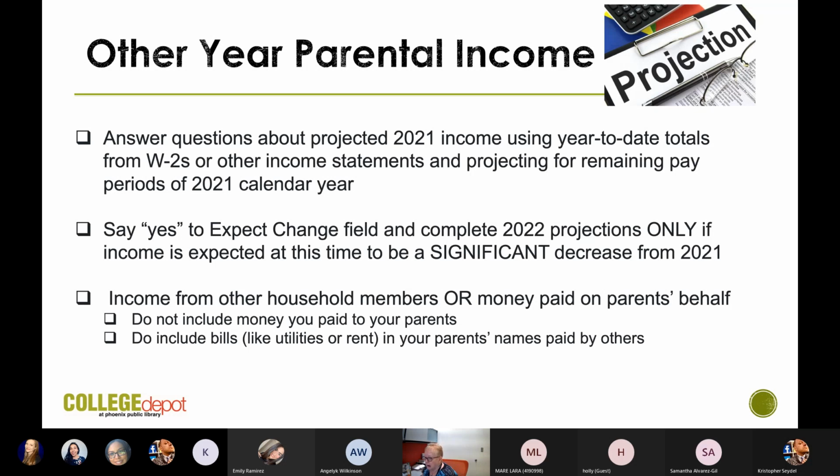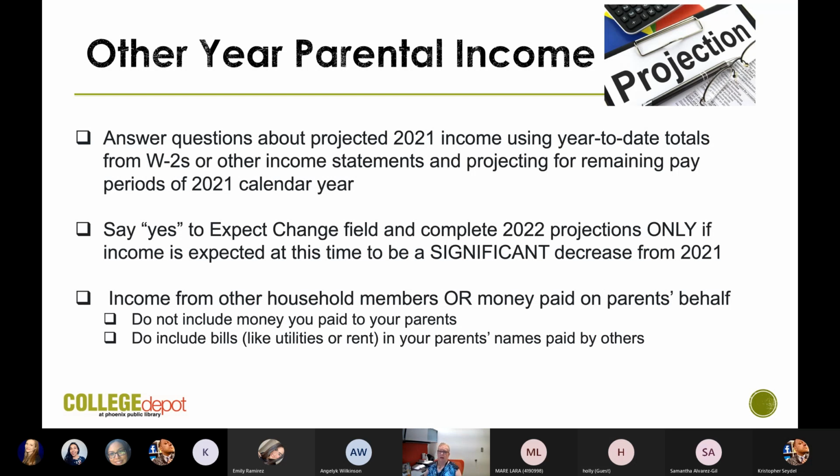There is also, in this part, the question, do your parents expect a significant income change in 2022 due to a new job, a layoff, retirement benefits? Now we're asking you to project a whole year in advance. But if you know you just lost your $80,000 job, and next year you had to take a 20,000 one, or that's what you anticipate, you should say that here. You should answer yes, and then it will ask you to estimate or project 2022 income.